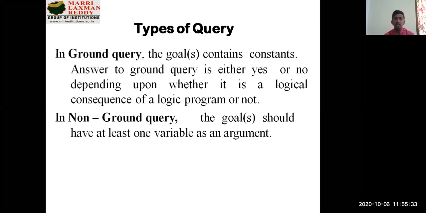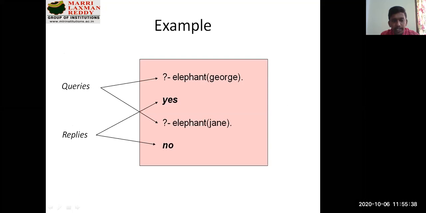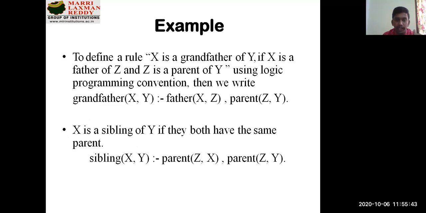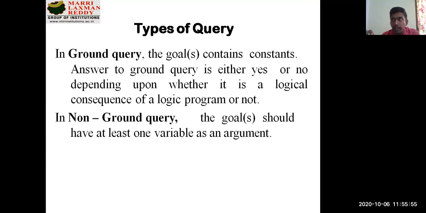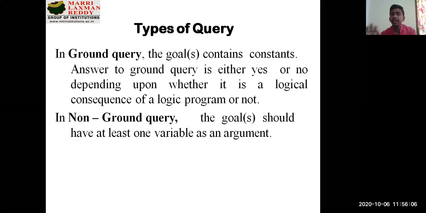Now, whenever we are talking about queries, how queries can be asked and how we get replies, there are two different types of queries in the Prolog language. One is the ground query, the other one is the non-ground query. Let's try to understand what these are. In a ground query, the goals contain constants. As already said, we have learned what a constant is and what a variable is.